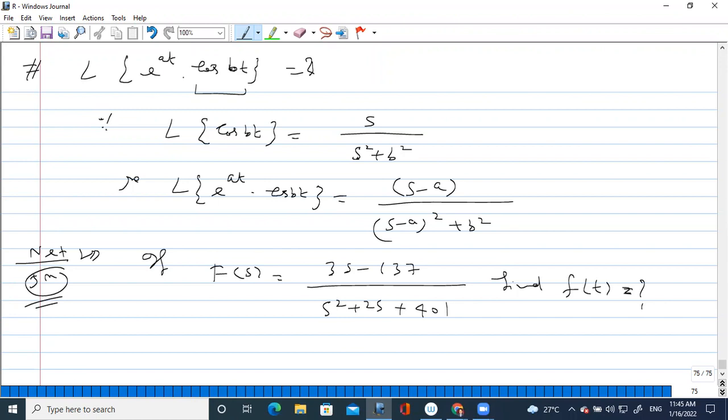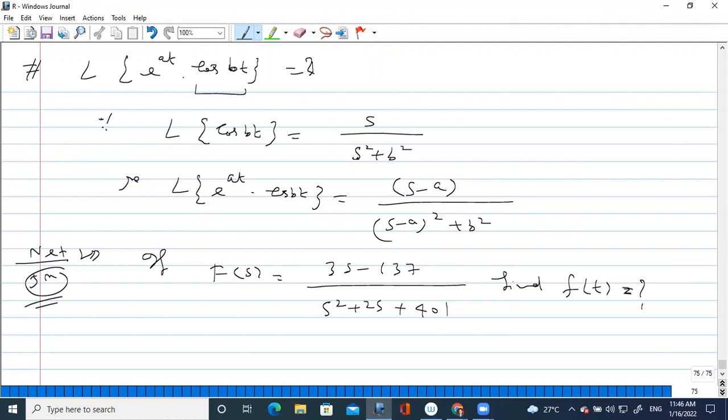Anybody getting the answer? So 3 e to the power minus t. Actually, I'm getting s plus 20, and is it like that? So b is 20 minus 20. That is also the portion, but the numerator is having some difficulty.